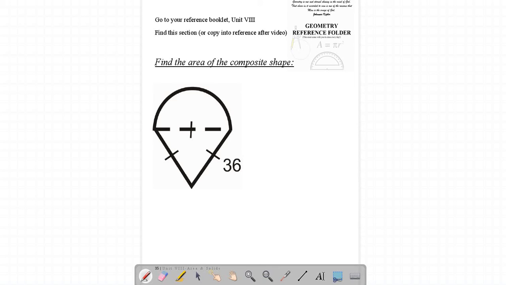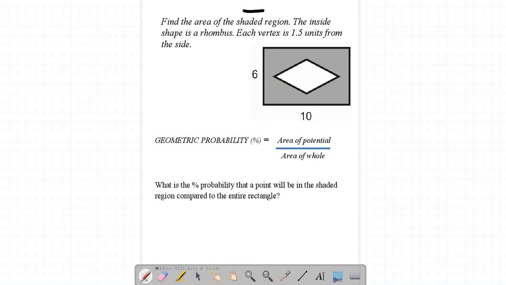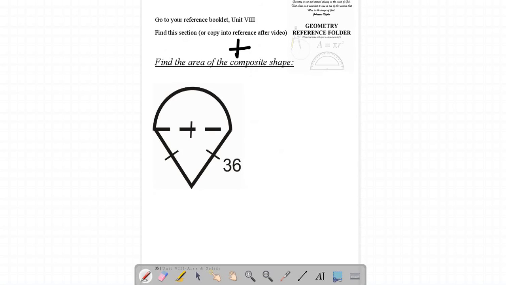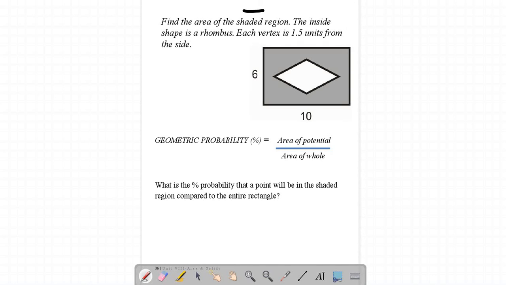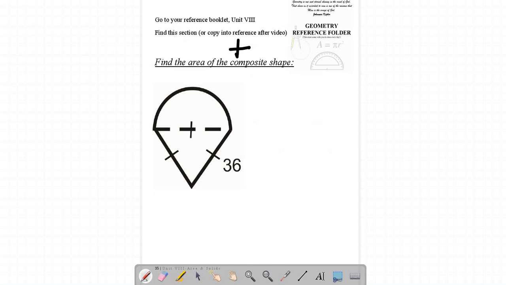All right, this one is a positive, and then flip to the right. This one is going to be a negative. So I'm going to give you one more example of each. Okay, this first one's called a positive composite. This one is a negative composite. Positive means you add stuff. Negative means you subtract stuff, okay? I like the adding one. It's a little bit easier.